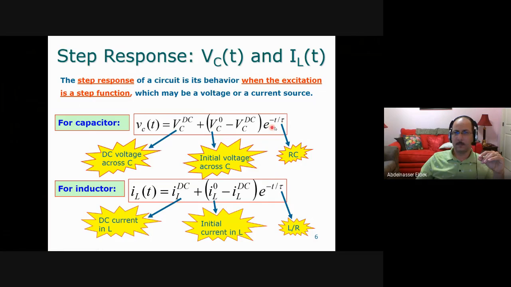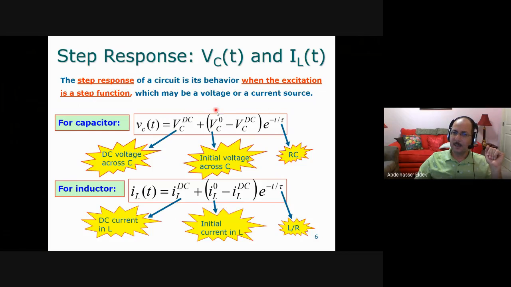So what is the voltage across the capacitor? The voltage across the capacitor equals VCDC. VCDC is the DC voltage which we learned in chapter 6. Like in the first example which I gave you today, the voltage is 10 volt. So this is VCDC, the voltage across the capacitor in case of DC, like in chapter 6. You replace the capacitor by an open circuit and then calculate the voltage between its two terminals.